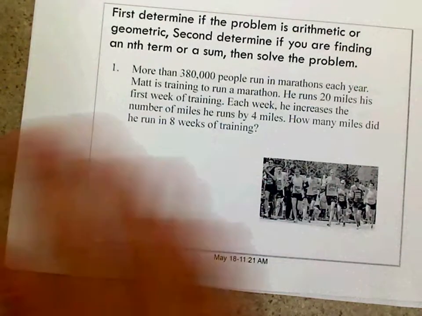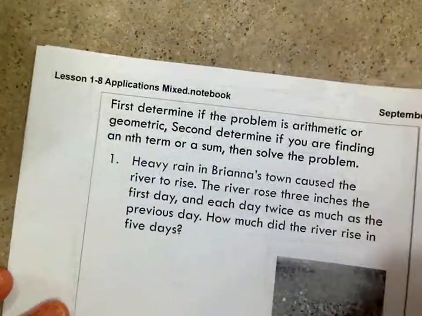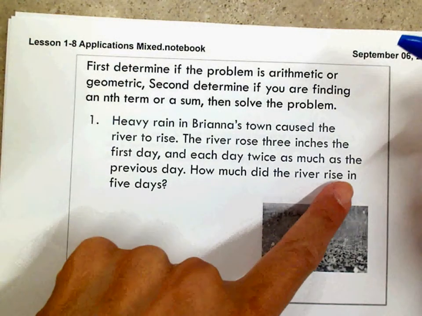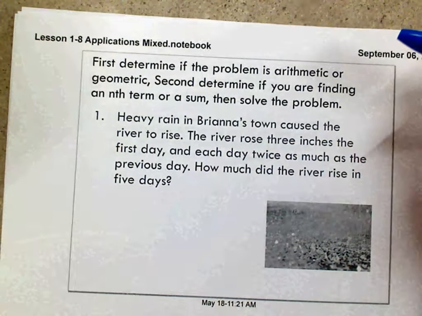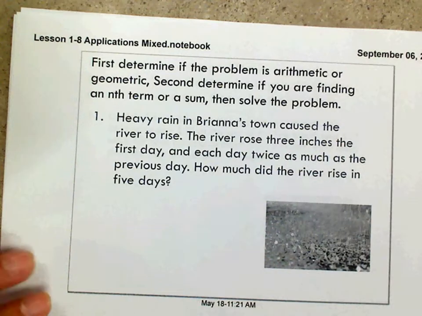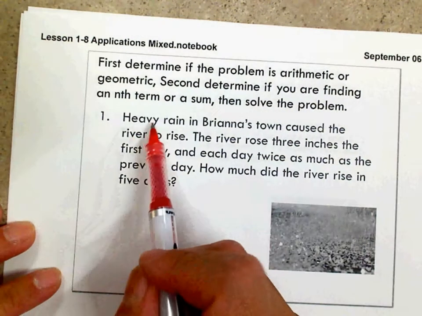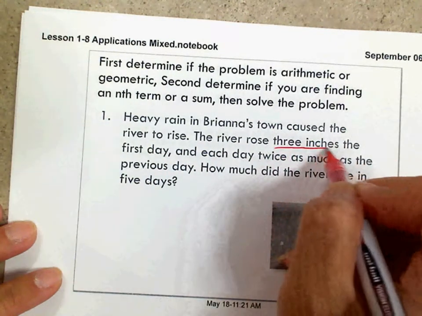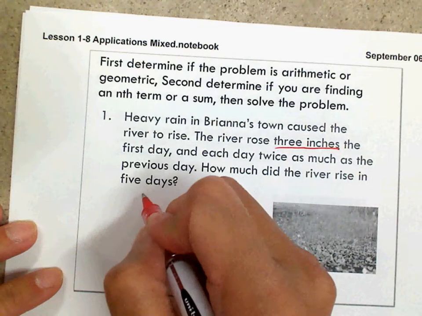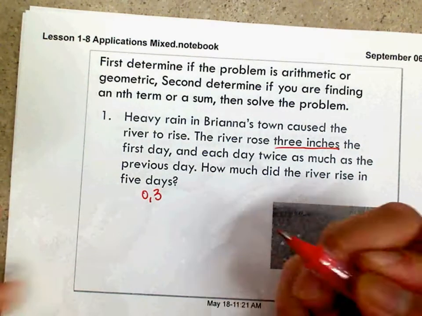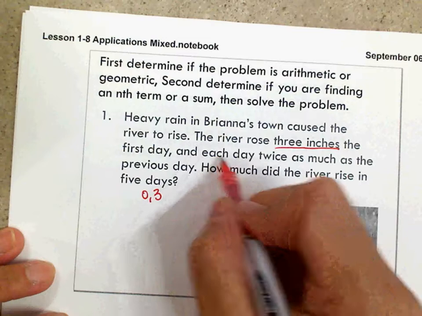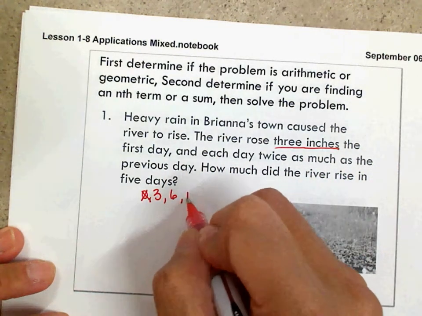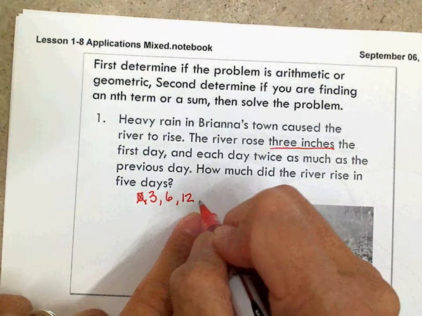Okay, second example. It says, how much did the river rise in 5 days? So 5 days total, that's going to tell you it's going to be a series. But before we start, let's go. Heavy rain in Brianna's town caused the river to rise. The river rose 3 inches the first day. So you started off with 0, and it went up 3. And each day twice as much as the previous day. So 6, I don't need that. Twice as much, so times 2, times 2, dot, dot, dot.